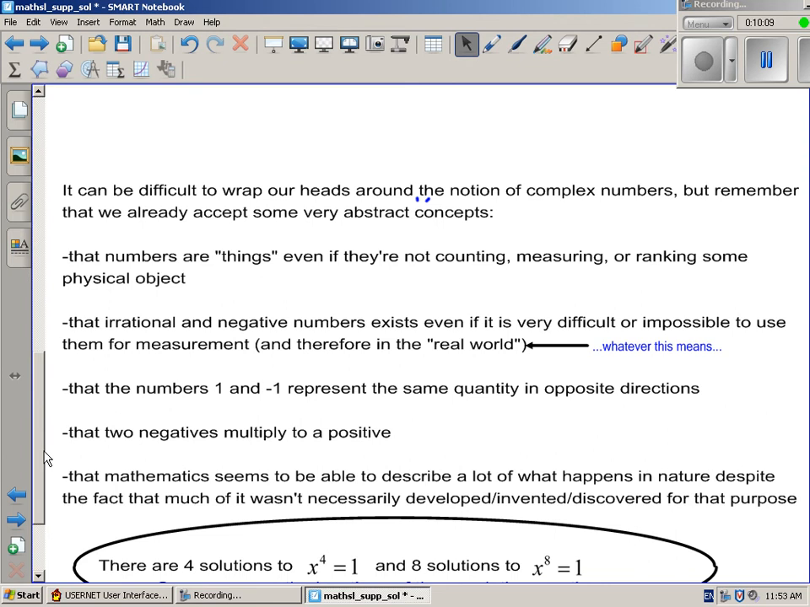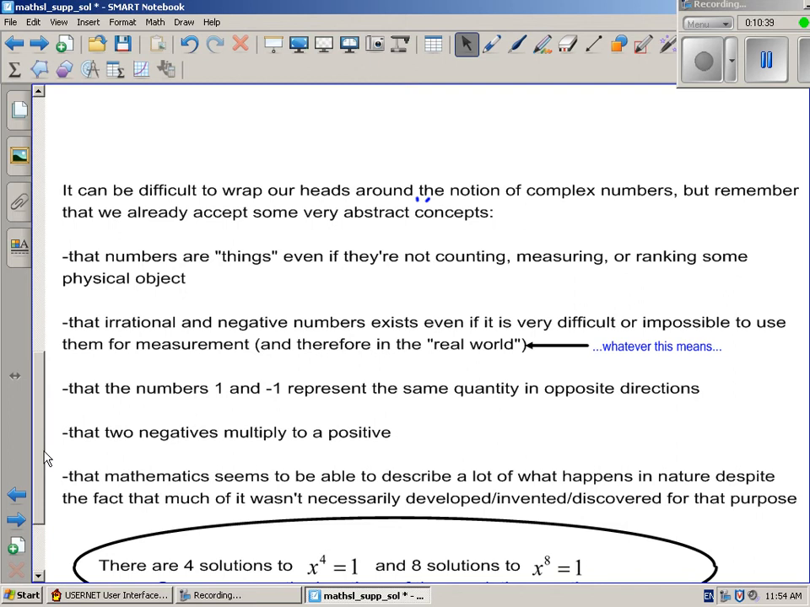First of all, that numbers are things, even if they're not counting, measuring, or ranking some physical object. When you learn to count, you were counting actual things. You might have been counting coins, or whatever you had in your counting books. But right now, you think of 3, and you know what 3 means. You don't have to think that it's 3 pencils or 3 ships. So we accept that numbers are things, even when they're not physical.